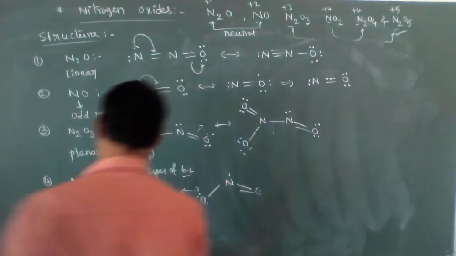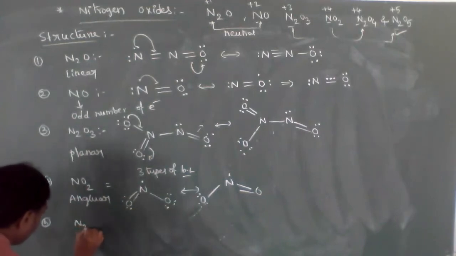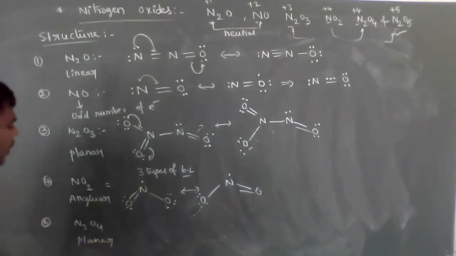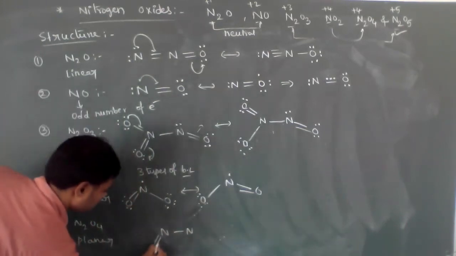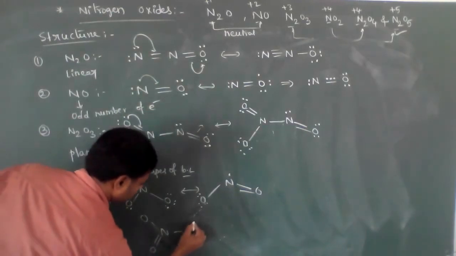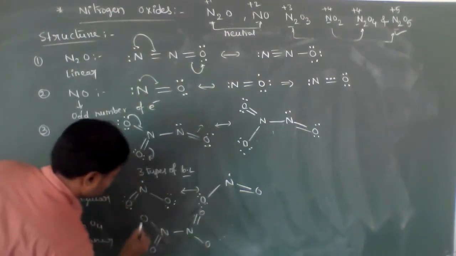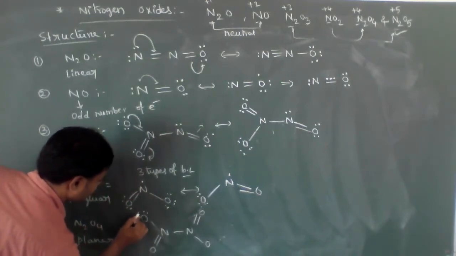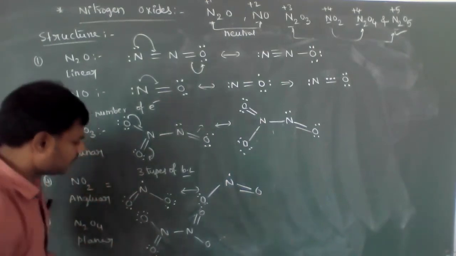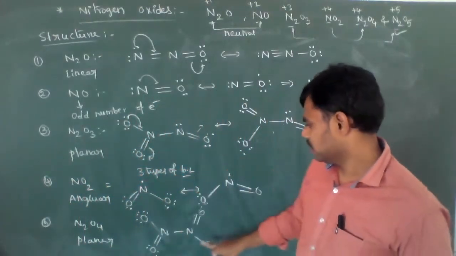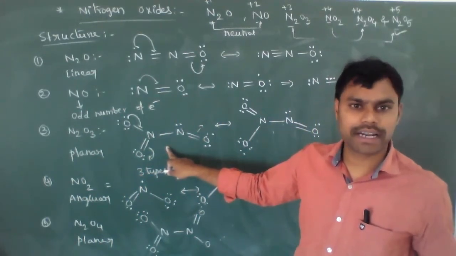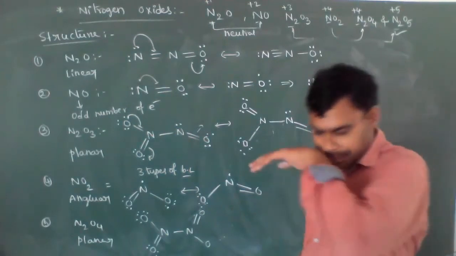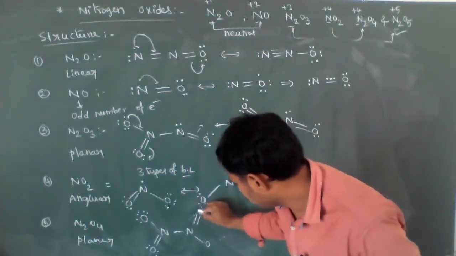NO2 is angular shape. Next, N2O4, because it is a dimer of NO2. That's why in between nitrogen a single bond is present and a double bond over oxygen. That's why 3 bond pairs are present and here 2 bond pairs. See here all nitrogen and oxygen bond lengths are identical. Here also identical, but in N2O3 all nitrogen and oxygen bond lengths are not identical. 2 are same, another is different. That point is important.